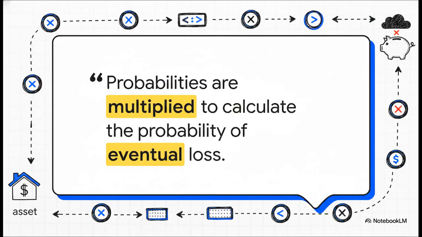So the takeaway here is that you are building a mathematical chain of probabilities based on where the asset sits right now. By multiplying those transition probabilities across all the different stages, you can pinpoint the exact likelihood of an eventual loss, right from the starting status.